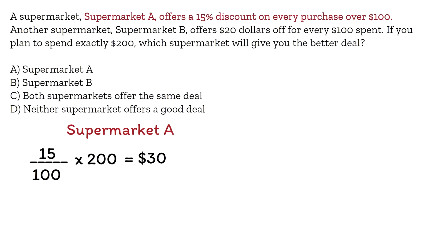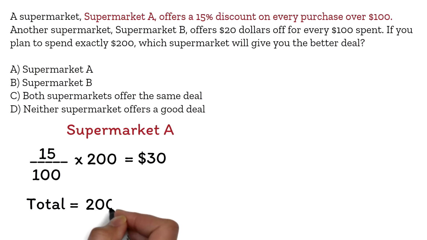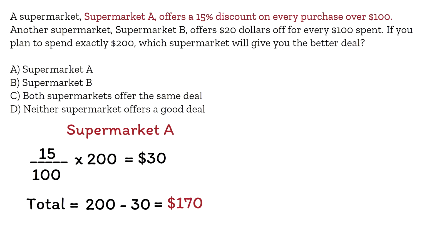After applying this discount, the total amount you would pay is calculated by subtracting the discount from your original budget. 200 minus 30 equals 170. So, after applying the 15% discount, the money you actually spend at Supermarket A comes to $170. Now let's look at Supermarket B. Supermarket B offers $20 off for every $100 spent. With a planned expenditure of $200, this discount applies twice.